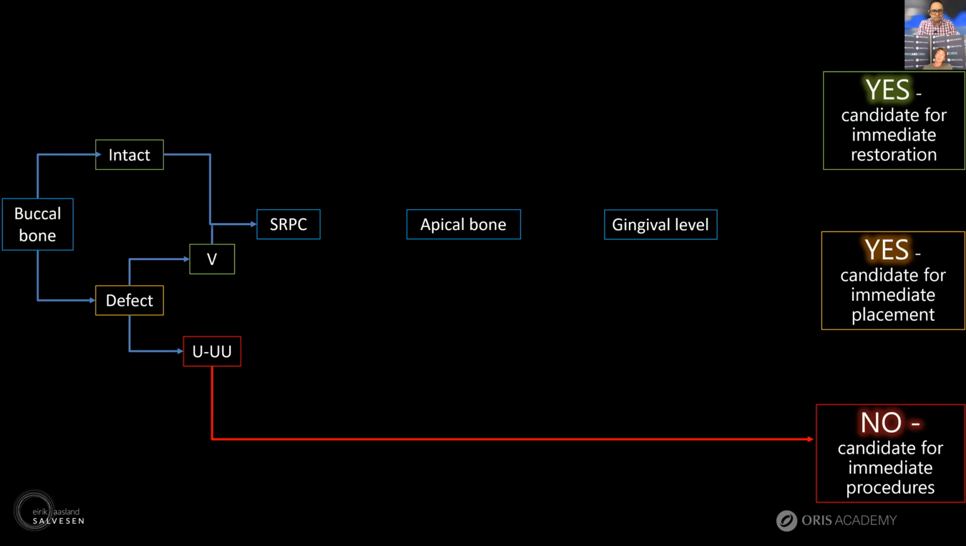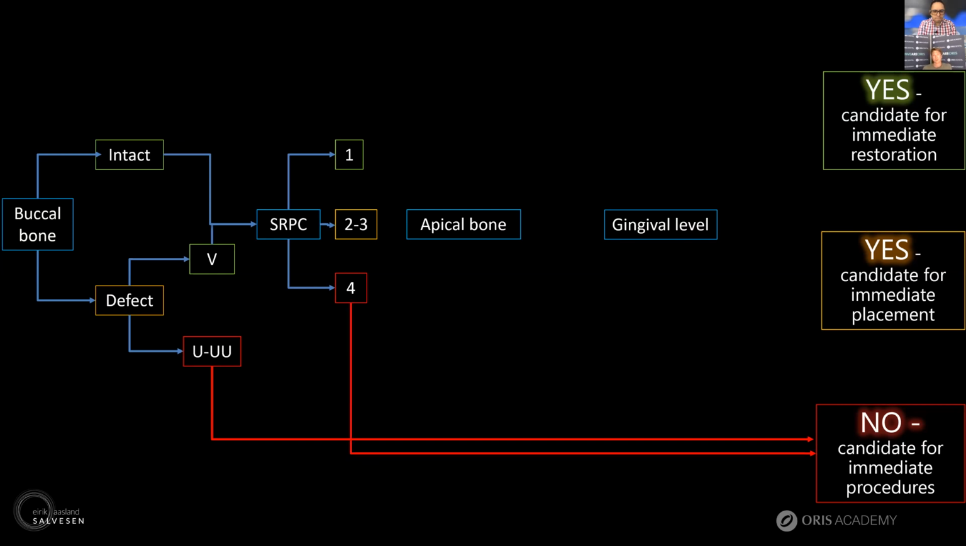Then go for the classification of the sagittal root positioning. Is it a 1 or 2 or 3 or 4? If it's a 4, get rid of it. You can't do it on immediate procedures. If it's a 1, 2, or 3, and it has apical bone, then we're good to go. Then we can work, but we need to know how to angulate that drill before. So we need to know if it's a 1, 2, or 3. If there's no apical bone, it's not a case for immediate procedures.